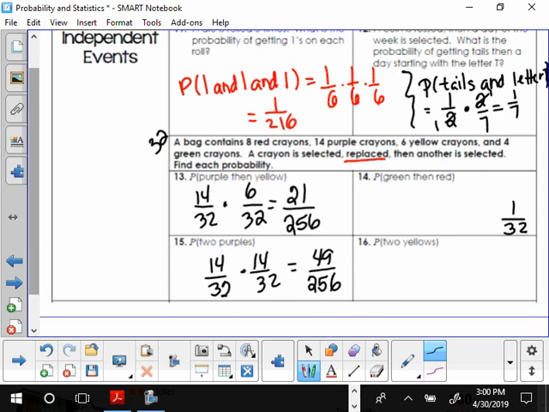And then number 16 is really similar. I'll put the answer here to the bottom right, give you a chance to check your work. So that's kind of how independent works. What you do on the first action does not affect the probability of the second action.